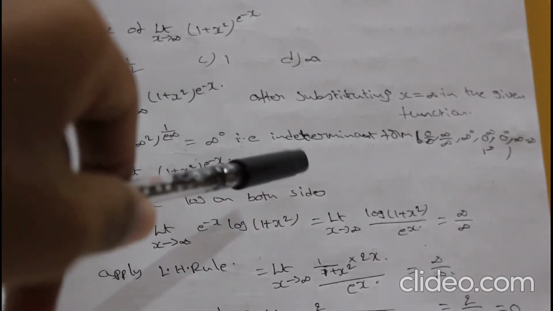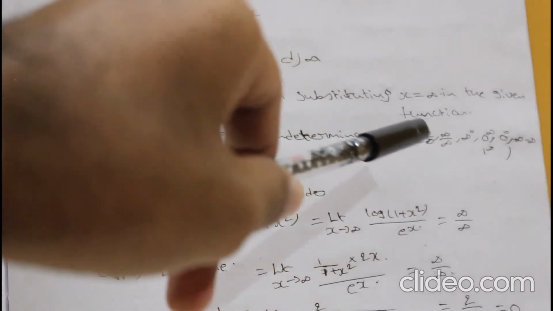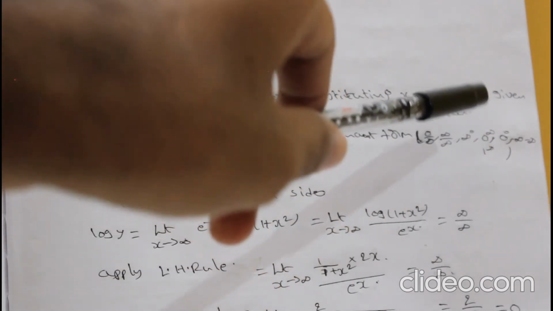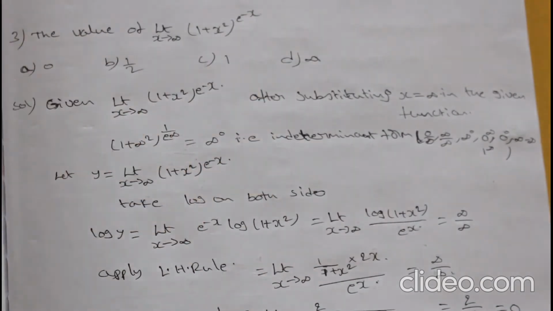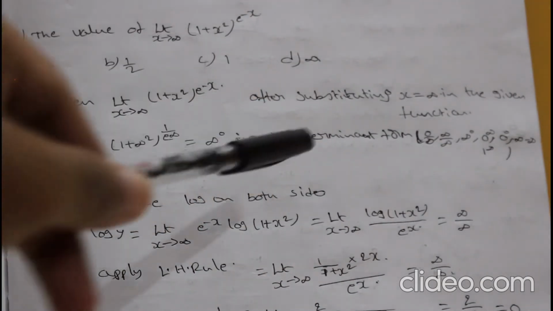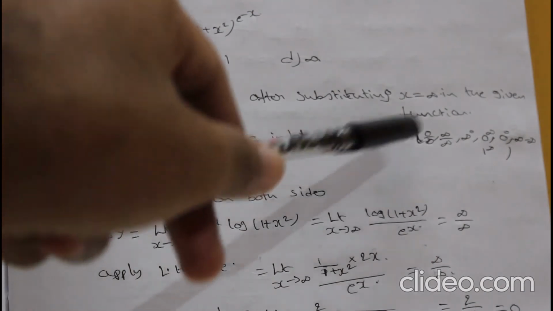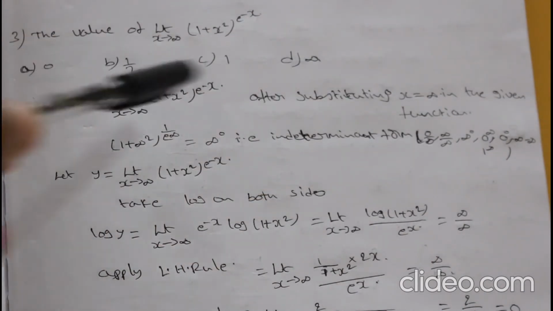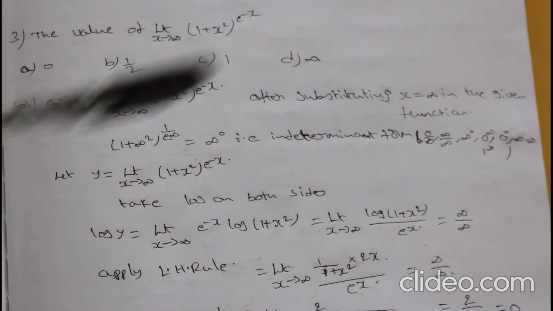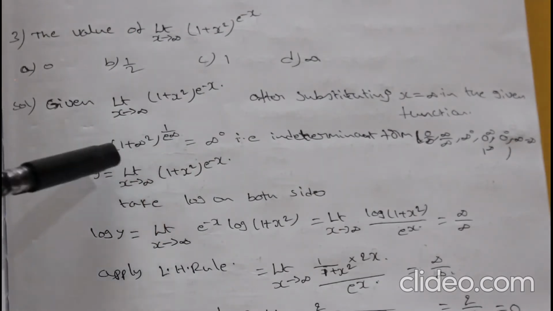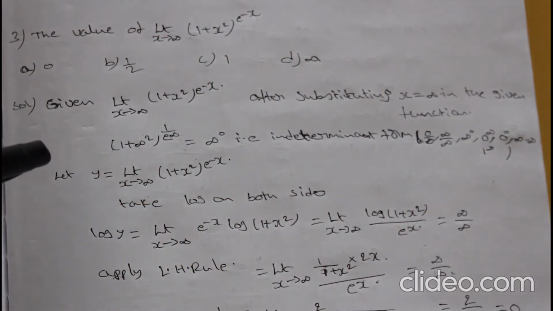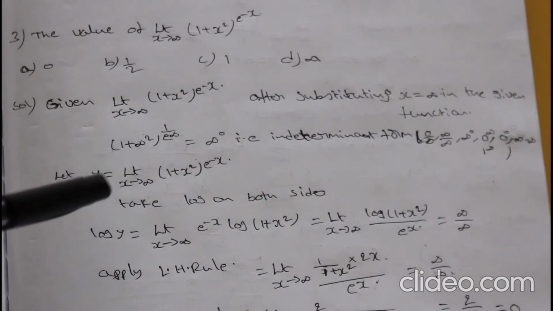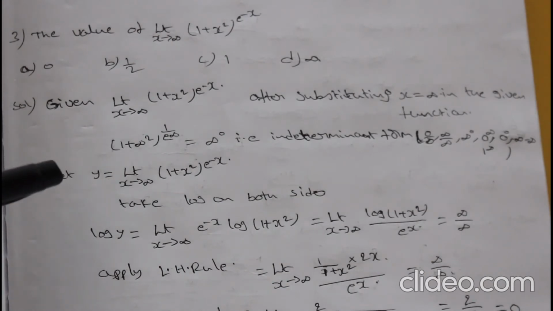Friends, remember, indeterminate forms are 0 by 0, infinity by infinity, infinity power 0, 0 power infinity, 0 power 0, infinity minus infinity, and 1 power infinity. All these are indeterminate forms. In the options, infinity is given, but don't put infinity. If you get infinity power 0 or any of these kinds of forms, those are all indeterminate forms and are not called infinity.